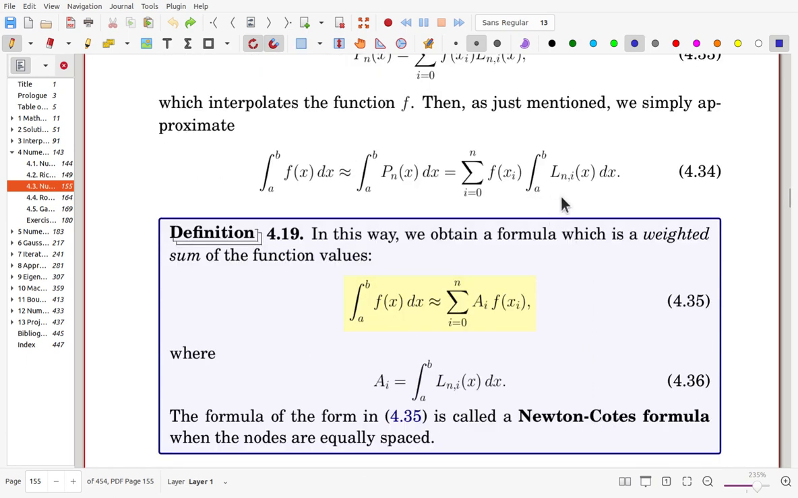Once we get the value of the integral of l_i, and we name it a_i, then this can be written as a weighted sum of function values. Of course, a_i can be obtained quite easily because l_i is the ith cardinal function, an nth order polynomial, so the integral can be obtained easily. This formula is called a Newton-Cotes formula when the knots are equally spaced.